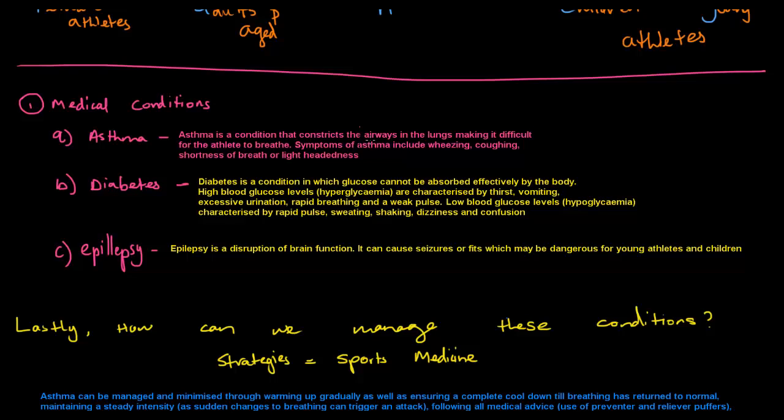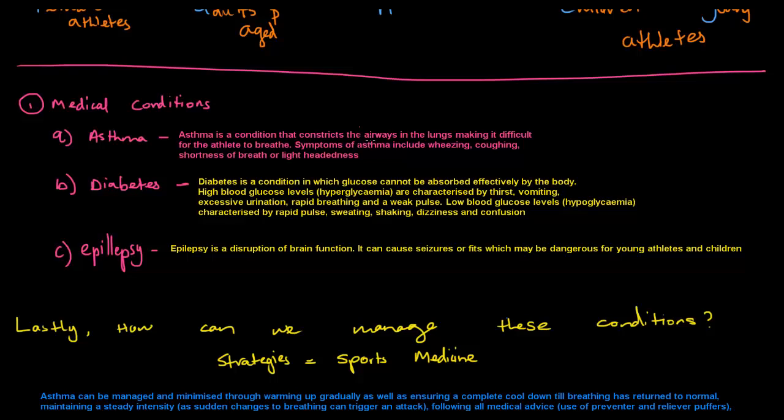High blood glucose levels is called hyper. I always try to remember hyper being, if a child is hyperactive, they're moving around and doing all these things. So when there are high blood glucose levels, it's hyperglycemia, and it's characterized by thirst, vomiting, excessive urination, rapid breathing, and a weak pulse. Whereas low blood glucose levels are called hypoglycemia. How I like to think of this is hypothermia: when it's hypothermia, someone's really, really cold. In the same sense, hypoglycemia is low, just like low temperature, low blood glucose levels, and that is characterized by rapid pulse, sweating, shaking, dizziness, and confusion.